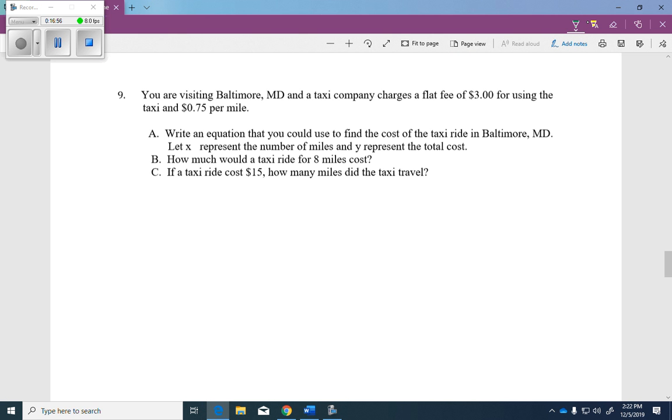Number 9, you're visiting Baltimore and a taxi company charges a flat fee of $3. That sounds like an initial fee for using the taxi and 75 cents per mile. Oh, per mile, that's a rate of change. So this will be written in y equals mx plus b form. So write an equation where you can find the cost, and they're already telling you the let statements. Let x represent the number of miles and y represent the total cost.